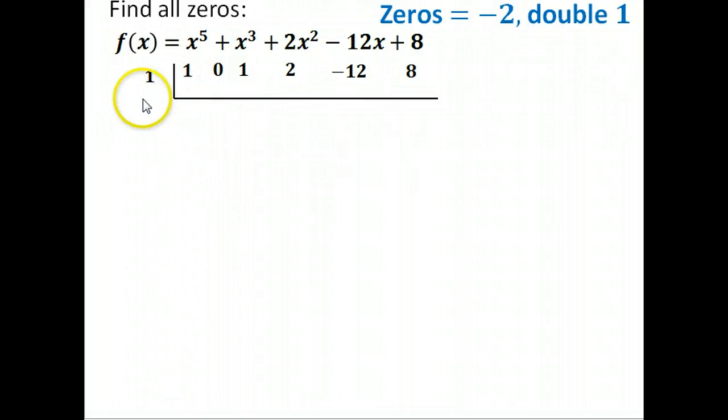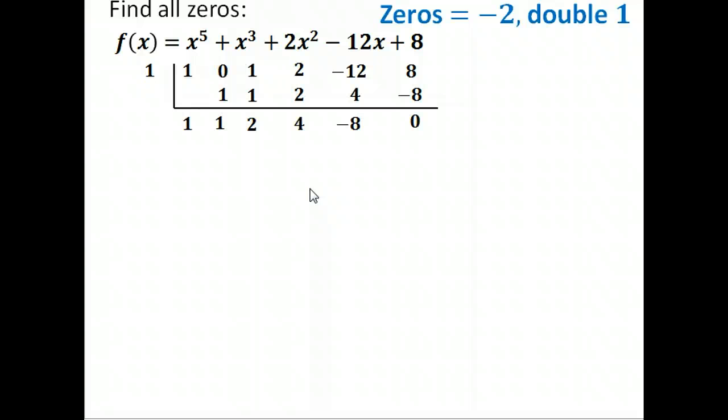And I bring my 1 down and multiply it all the way across. Just to keep the video condensed, I'll go ahead and do that for you here. Okay, so this is what my synthetic division looks like here. 0 remainder, meaning that that is indeed an answer to that one. That's one of my roots. That's a 0.